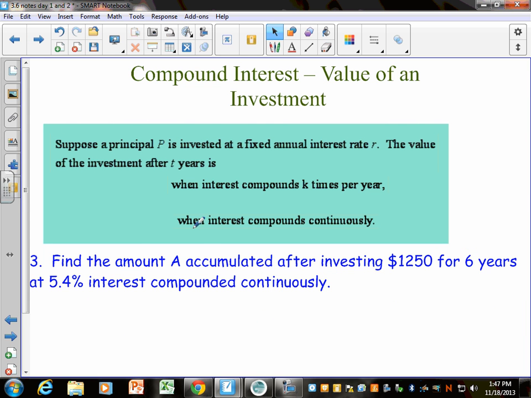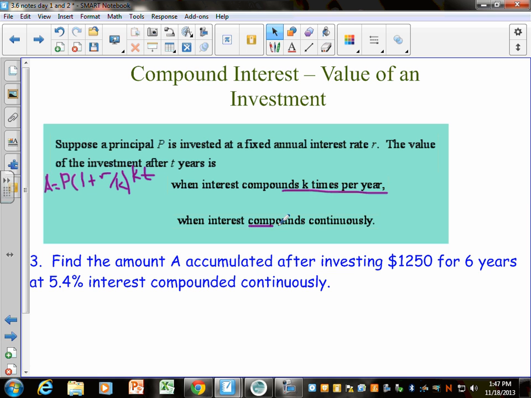This next one is kind of an overview of the 2 types of formulas that you need to know. When interest compounds K times per year, that's what we just did. So if you want to write it again, you can. You don't have to, but I'm going to write it again. A equals P times 1 plus R over K, to the KT power. Anytime it's compounded so many times per year, it could be annually, monthly, or daily. Anytime it says so much per year, you use this formula.